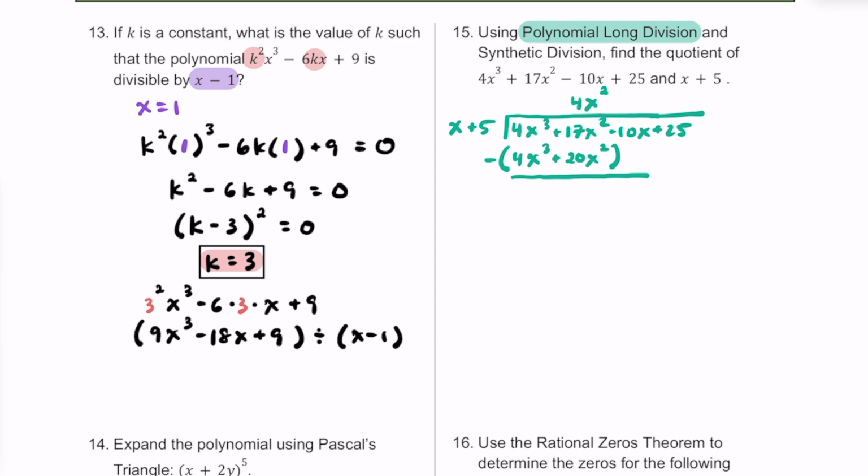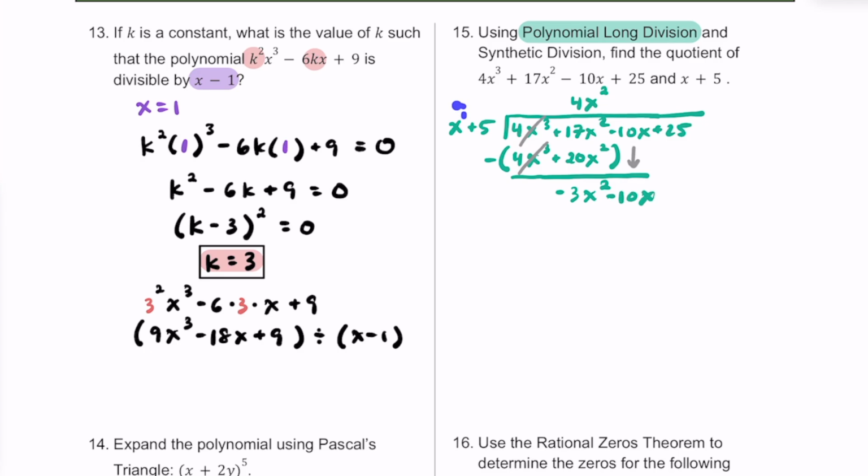And keep in mind that all the degrees match, right? These are cubic terms, these are quadratic terms, so just keep those organized. These should always subtract to get 0 when you are subtracting here. Now if you do this 17x squared minus this 20x squared, that's going to be this negative 3x squared as a remainder. Let's go ahead and bring down this minus 10x. All right. Now let's just repeat the process again.